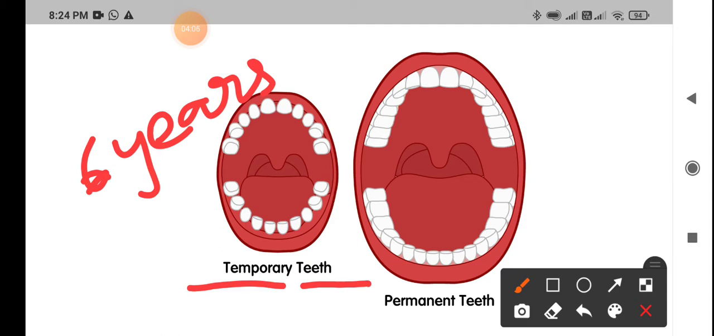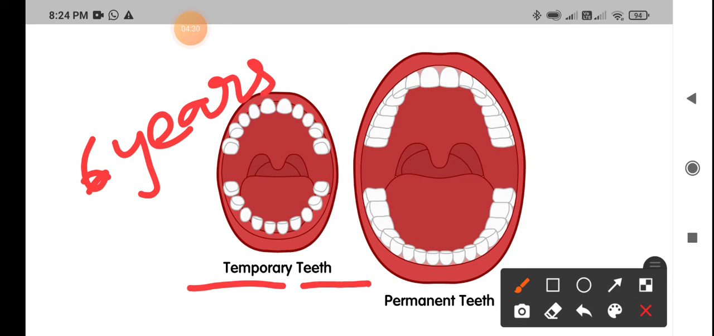You all might have seen losing teeth. At the age of 6 years, you will lose some teeth, and then in the place of that, you will get another set of teeth. Those teeth last for a longer time. So those teeth are known as the permanent set of teeth.